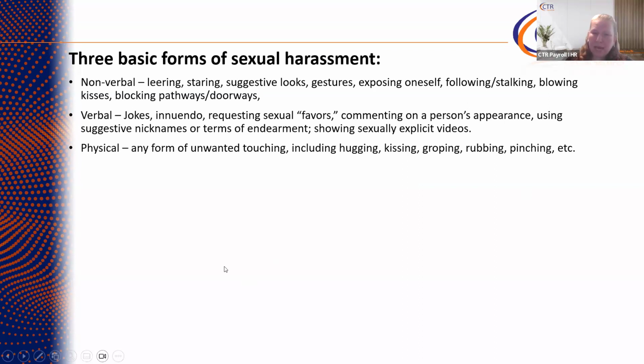Jokes, right? That's probably the most common verbal thing. It's usually not people coming right out and saying some really dirty thing to somebody. That's usually a joke of some sort that is inappropriate for the workplace. The other one that comes up all the time is asking about a person's exploits, right? So, how many notches in the bedpost do you have?